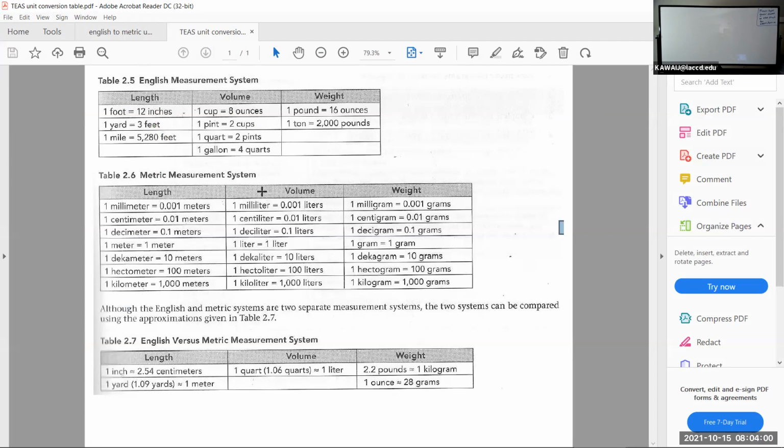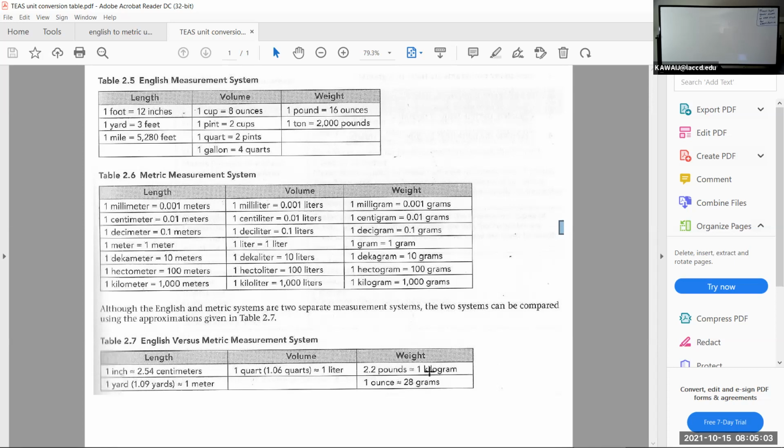Okay. So the key is this. Whenever I go from an English measurement to a metric measurement, I go through these conversions over here. Now, even though 1 yard is a little bit smaller than 1 meter, on the TEAS, what they want you to do is say 1 yard is equal to 1 meter. Same thing with volume. You want to convert all of your English measurements into quarts. And even though a quart is a little bit less than a liter, what you want to do is say 1 quart is equal to 1 liter. They allow you to make that approximation. In fact, the multiple choice answer will probably assume that. And then for weight, the one that you usually use is 2.2 pounds is roughly equal to 1 kilogram.